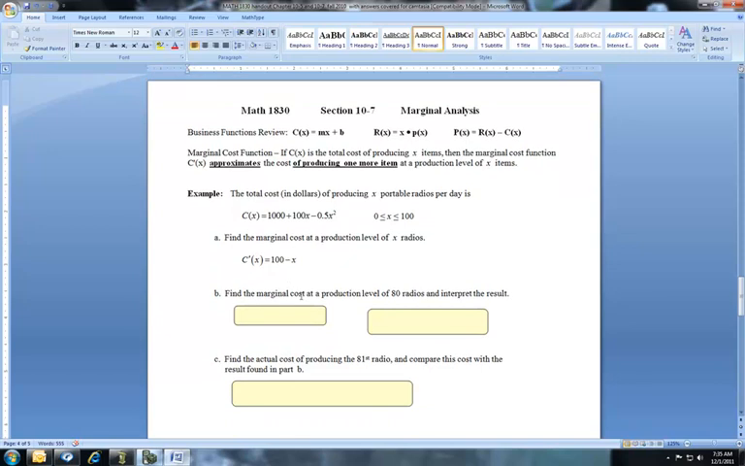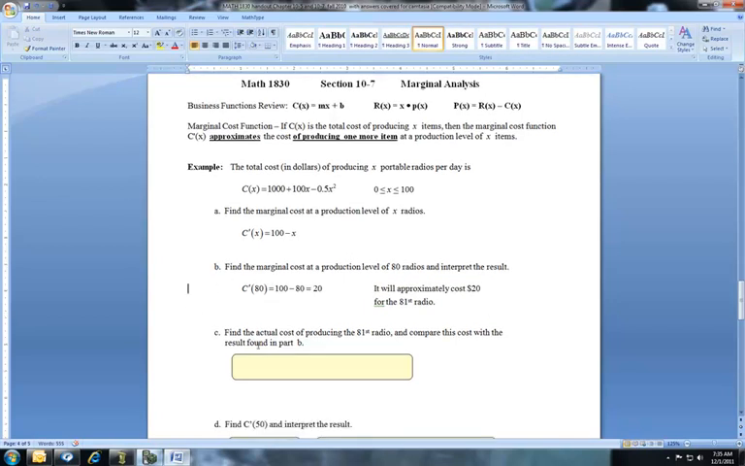Now it says find the marginal cost at a production level of 80 radios and interpret the result. So if I put 80 in here, it says marginal cost, so it takes me back to my derivative. And if I put in 80, it looks like I end up with 20. Interpret: the derivative approximates the cost of producing one more item at the production level of x items. So we're at a production level of 80 radios. It looks like my 81st radio will approximately cost about $20.